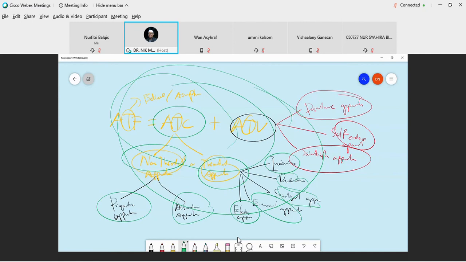You construct and you verify. You construct means you construct by getting some data.